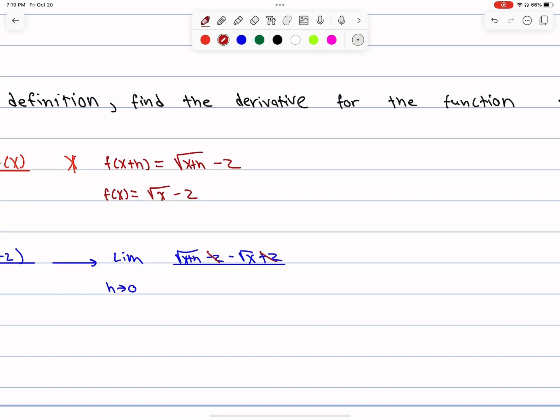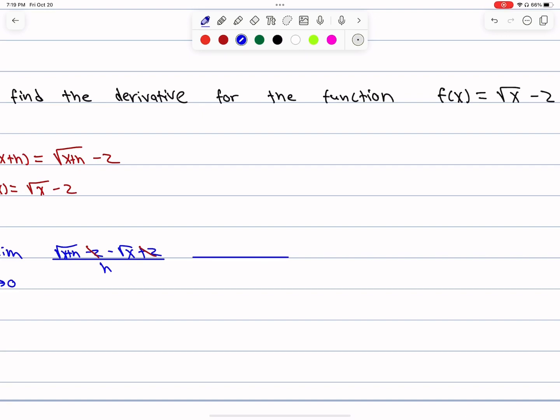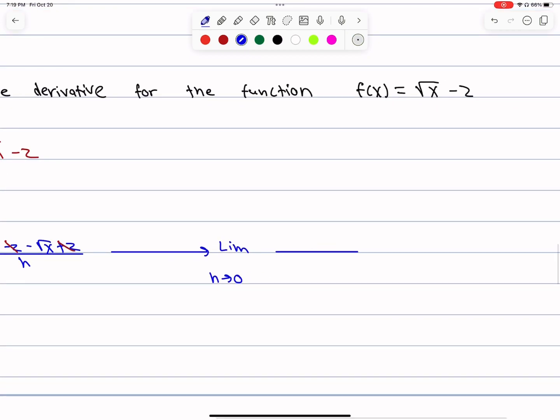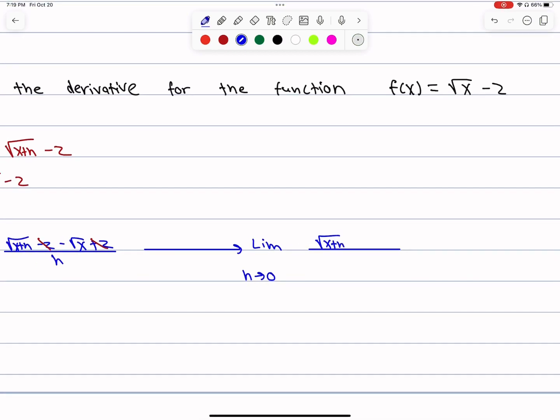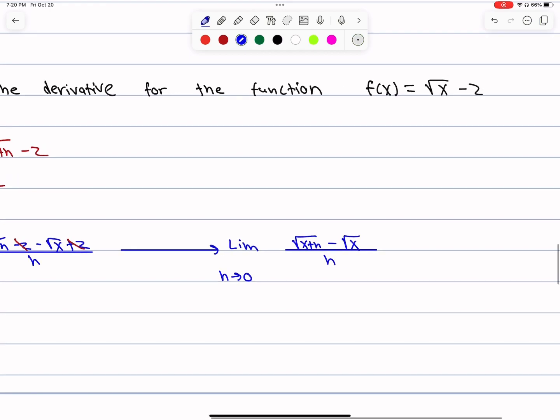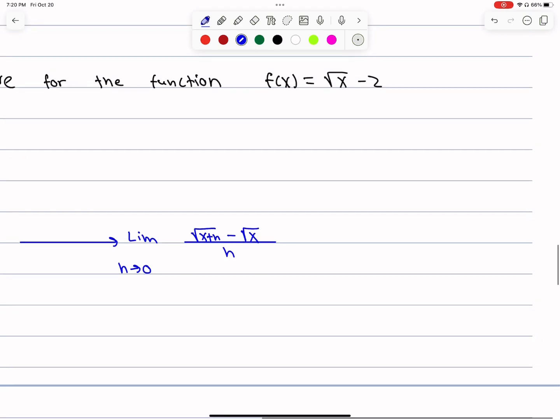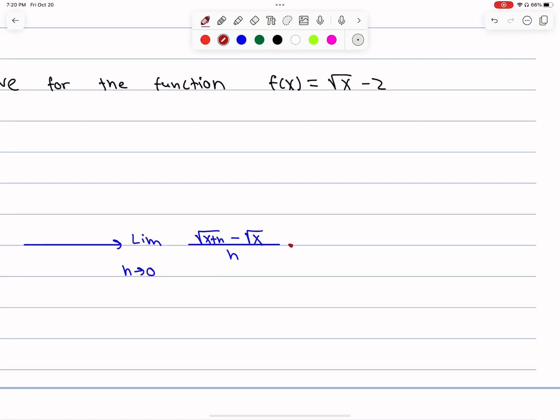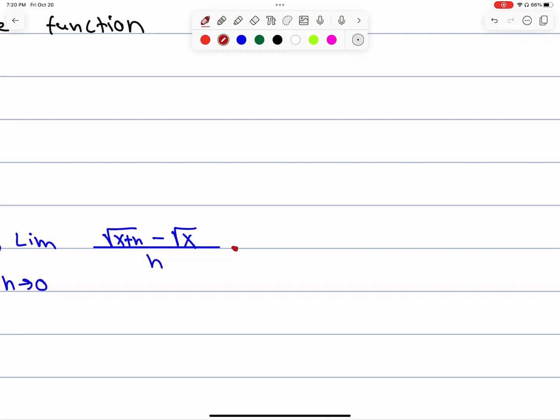And then we can see right away that we can cancel out those 2's. And then that's going to give us limit h going to 0, square root of x plus h on the top, minus square root of x over h. So once you get to this point, there's not much you can do except multiply by the conjugate to get rid of the square roots. So that's exactly what we're going to do.